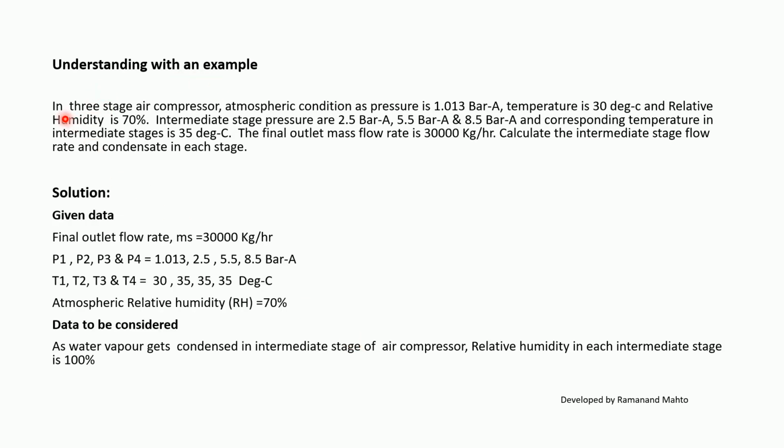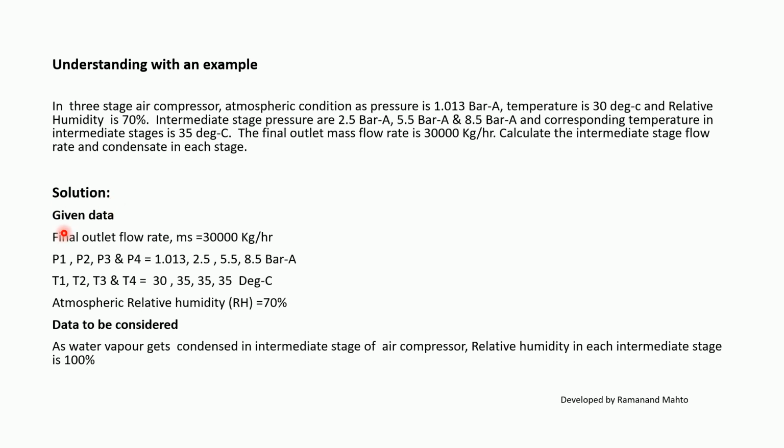Understanding with an example: in a 3-stage air compressor, atmospheric conditions are pressure 1.013 bar, temperature 30 degrees Celsius, and relative humidity 70%. Intermediate stage pressures are 2.5 bar absolute, 5.5 bar absolute, and 8.5 bar absolute, and the corresponding temperature in the intermediate stages is 35 degrees Celsius. The final outlet mass flow rate is 30,000 kg per hour. Calculate the intermediate stage flow rate and condensate in each stage.